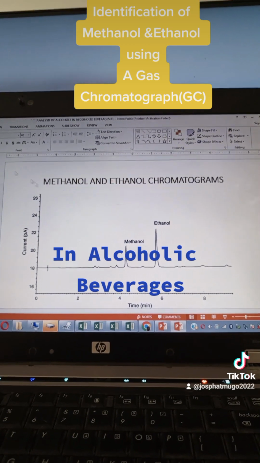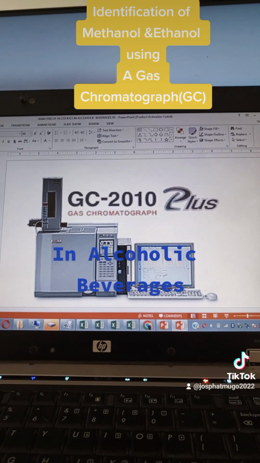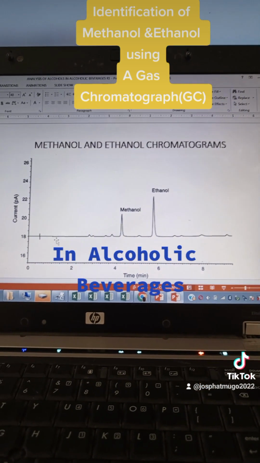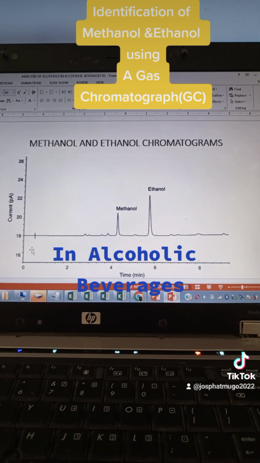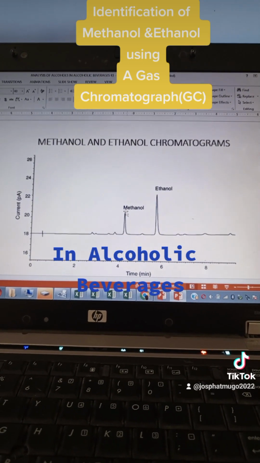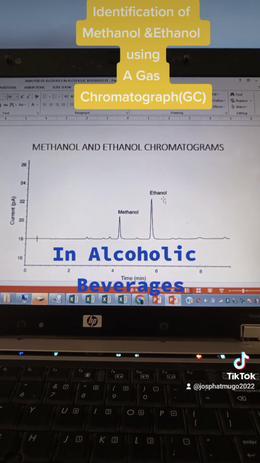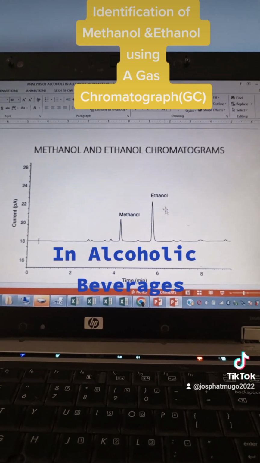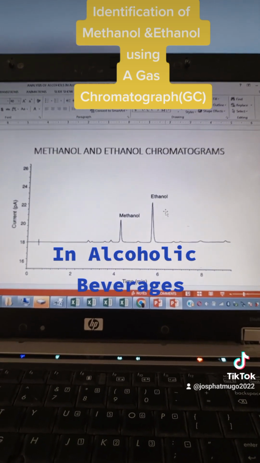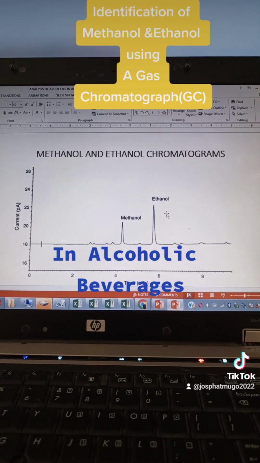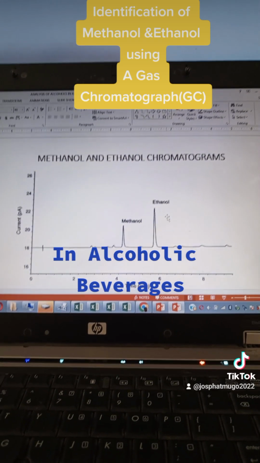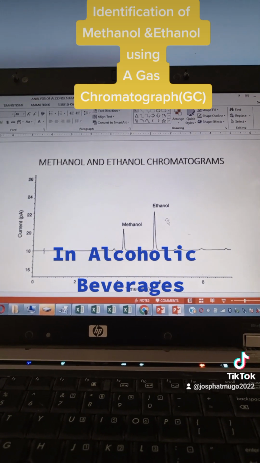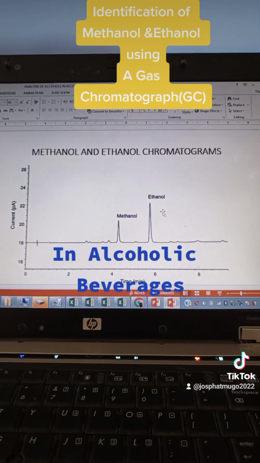Now, this one is detection. Your GC, or gas chromatograph, has detected your alcoholic beverage to have methanol and ethanol. The next thing is to quantify how much methanol and ethanol is present in your alcoholic beverage, and to determine whether your product is fit for human consumption or whether the ranges of concentrations of both methanol and ethanol are within the acceptance criteria as described by the Kenya Bureau of Standards.